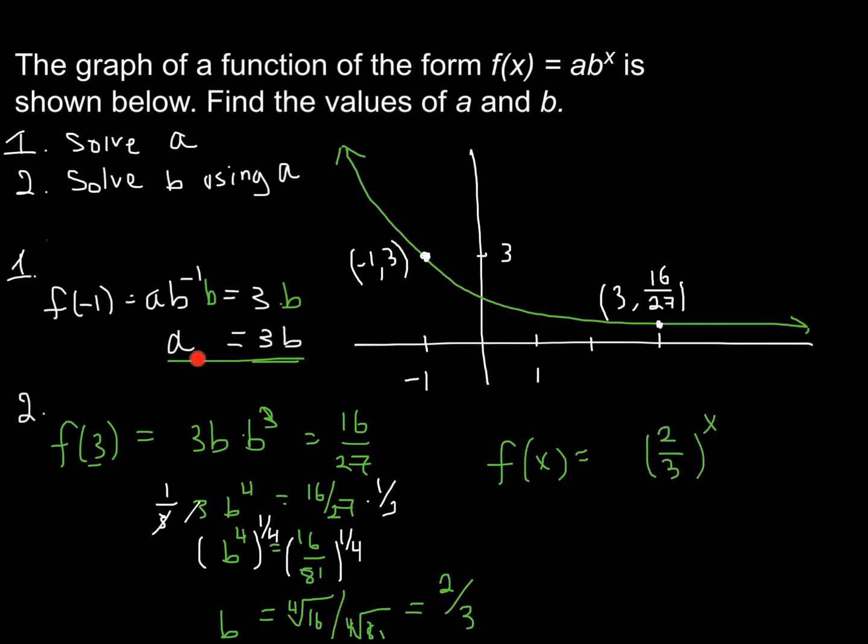Well, the a value is 3 times whatever the b value is. So real quickly, a is equal to 3 times 2/3, and 3 times 2/3 is just 2 because the 3's will cancel. So my a value is 2. And this should make sense because my exponential function is getting closer and closer to 0 as I move towards positive infinity, as x moves towards positive infinity, so I know that I should have a fractional base.